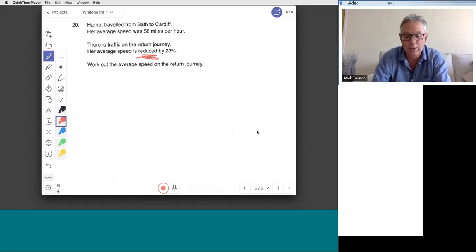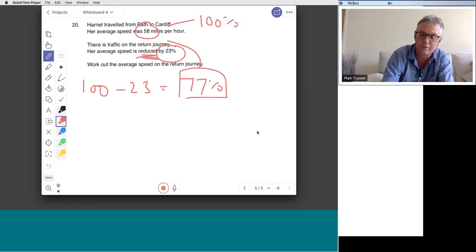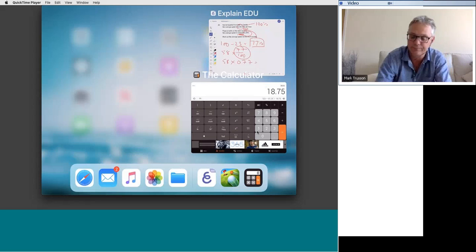So 58 was our original sum, so that's our 100%. So we've got 100, and it's reduced, so take away 23%, which gives me 77%. So we're trying to find out 77% of the original 58 miles per hour. Okay, so we've got 58 times 77 over 100. Now, we've done this lots of times, so I'm going to do 58 times the decimal of this, which is 0.77. Okay, it gives me one nice and simple calculation. Gives me 44.66 miles per hour.